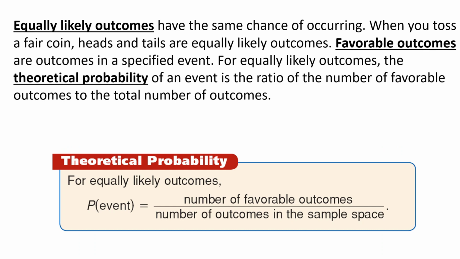All right, so equally likely outcomes have the same chance of occurring. When you toss a fair coin, heads and tails are equally likely outcomes. Favorable outcomes are outcomes in a specified event. For equally likely outcomes, the theoretical probability of an event is the ratio of the number of favorable outcomes to the total number of outcomes. And so here it is written out as an equation for you. The probability of an event is the number of favorable outcomes divided by the number of outcomes in the sample space.